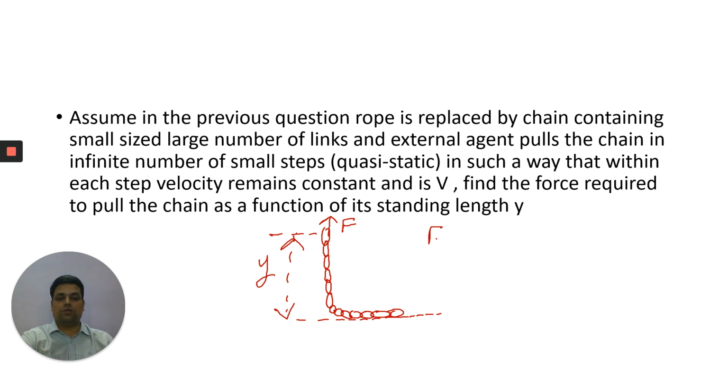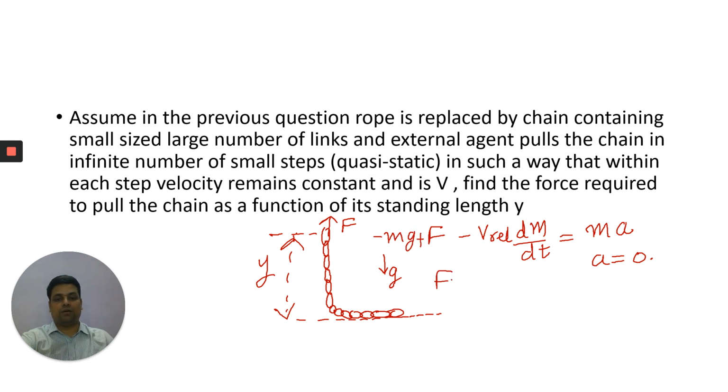As I am pulling, mass is being added to the system, so there is a discouraging thrust against the additional external force. So we can write v relative dm by dt equals mass into acceleration, but here acceleration is 0. Not only this, for this chain being pulled up there is also the gravitational force, so we write minus mg, which is downward, while the force is upward. So the required force is mg plus v relative dm by dt.